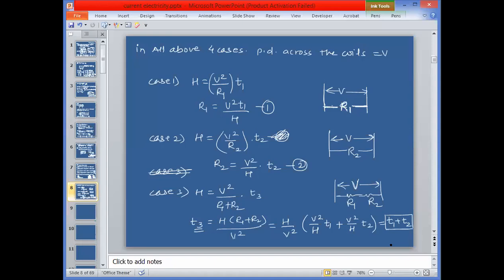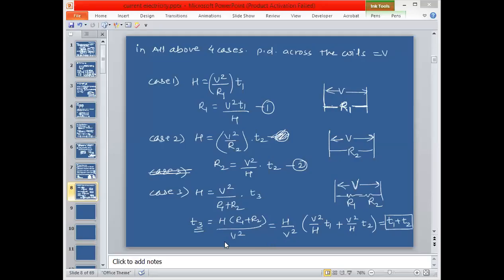Clear? Expecting replies. Reply everyone. Is this question clear to all of you? Please reply me once again. Up to series combination, is that clear to all of you?